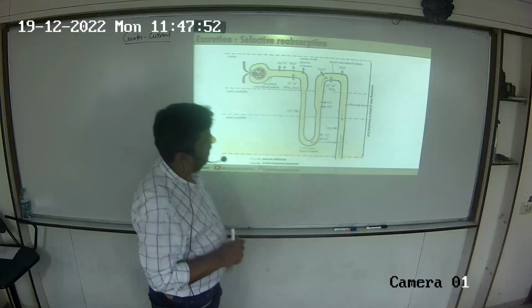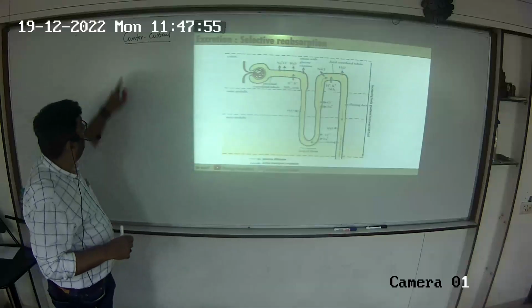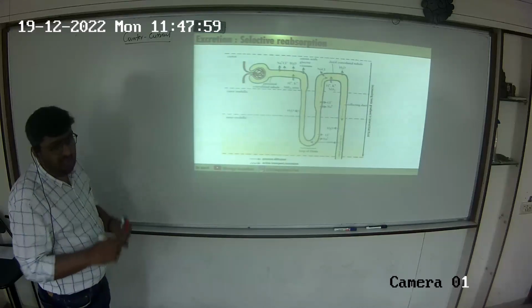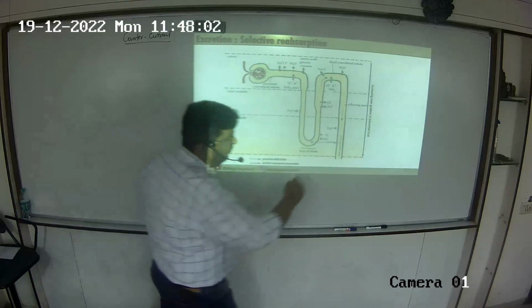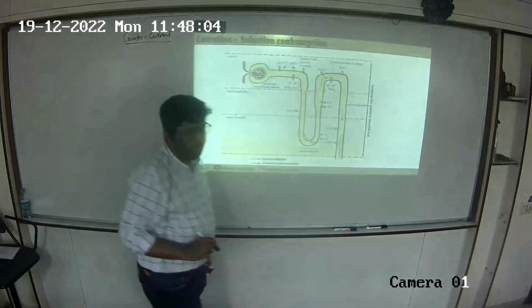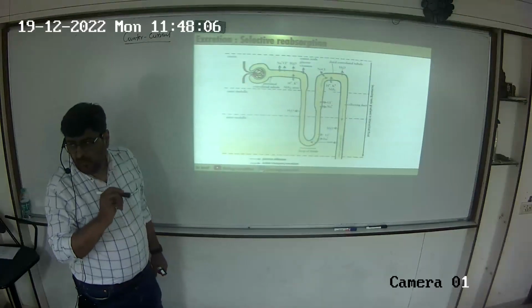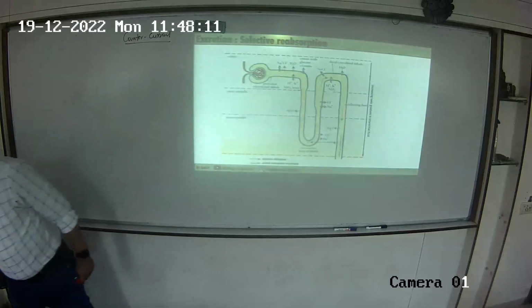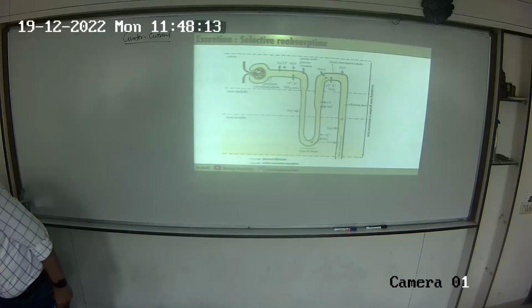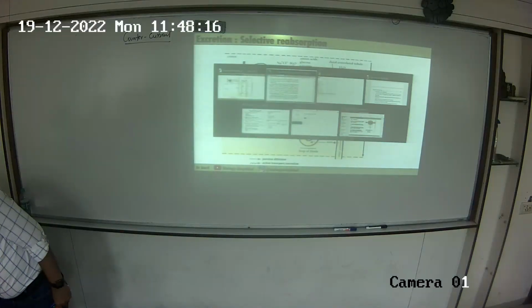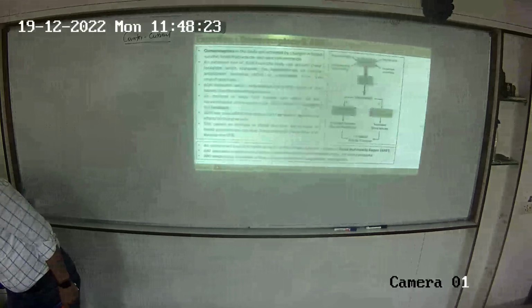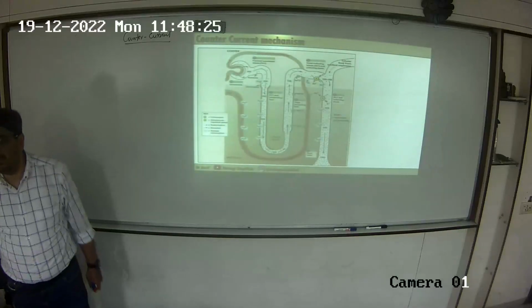Okay? Now, for counter current to achieve, the main thing is the arrangement of the loop of Henle and vasa recta. The main thing is the arrangement of loop of Henle and vasa recta. The diagram of NCERT, I am not a real fan of that. So, we will take up this diagram.